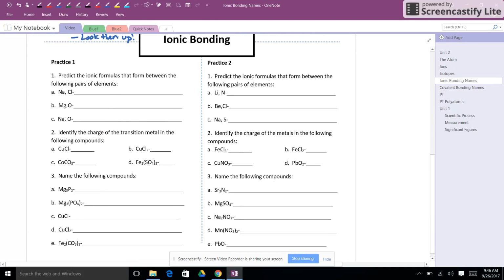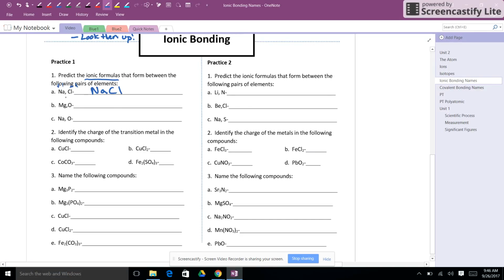Okay, let's go through some practice problems now. For this first set of problems, predict the ionic formula that forms. When I'm guessing the formulas, I always write the charge above the atom. Sodium likes to form a +1, chlorine likes to form a -1. Do those values equal? Yes. So the simplest way to write this would be NaCl: 1 sodium atom losing 1 electron to 1 chlorine atom gaining 1 electron.